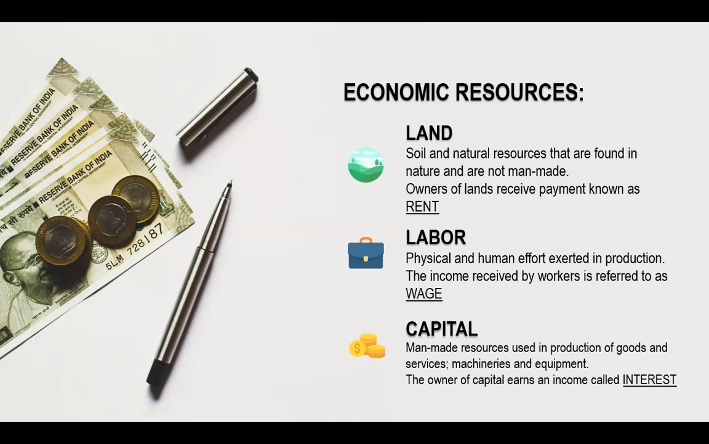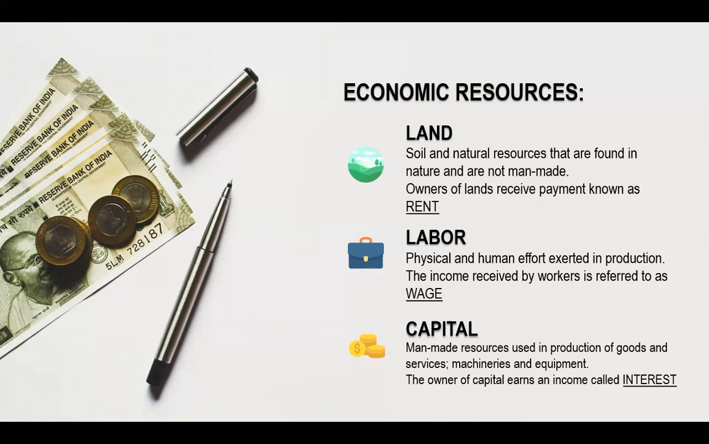Capital is man-made resources used in the production of goods and services, such as machinery and equipment. Money is not the only thing we talk about when it comes to capital. It also includes the equipment used to make products and provide services. Examples of capital are computers, the internet, desks, chairs, buildings, and so many more.